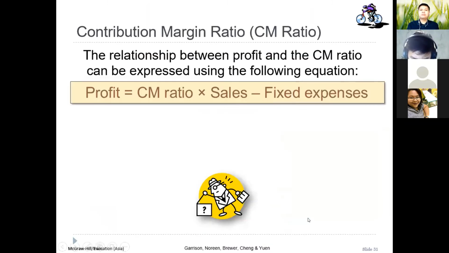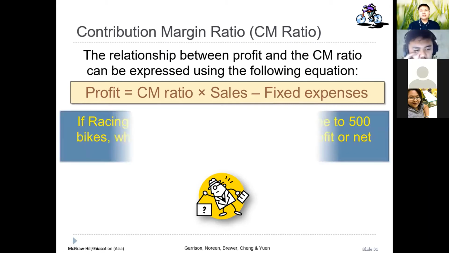Let's proceed. Now, the relationship between profit and the CM ratio can be expressed using the following equation. So, balik na naman tayo sa kanina. Profit is equal to CM ratio multiplied by sales, kasi nakukuha mo yung total contribution margin when you do CM ratio times sales, minus the fixed expense. So, dapat yata meron siyang parenthesis. CM ratio times sales, minus the fixed expenses.